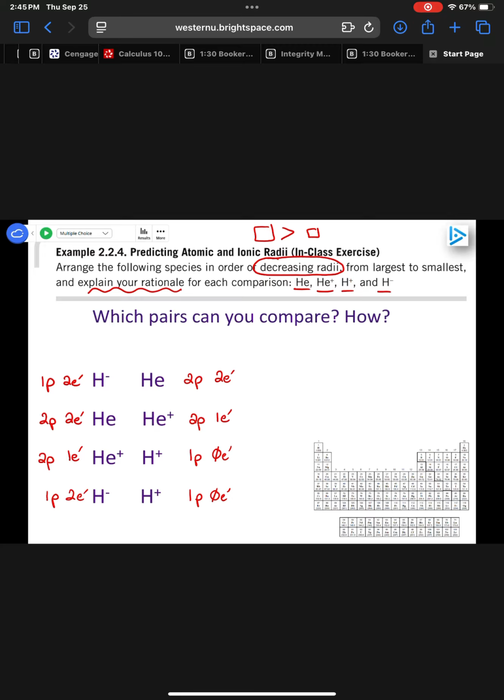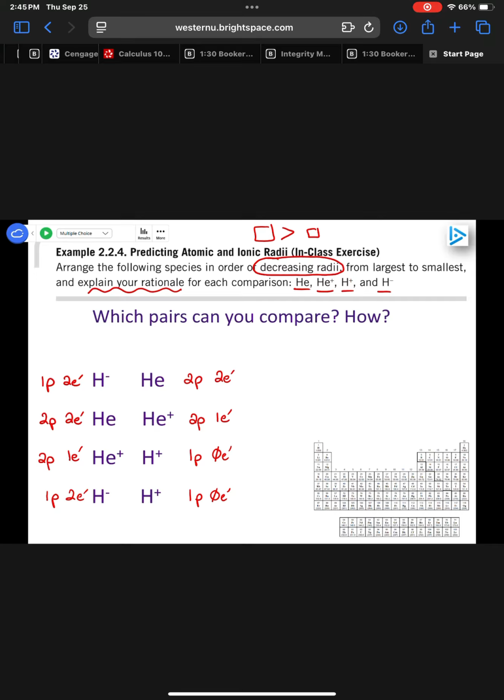So we know anions are larger than the neutral atoms. So because H minus is an anion, we can say that it's bigger than He. Very close, thank you. Anions are bigger than their neutral atom. That is true. But here I have a hydrogen and I have a helium. So that rule doesn't necessarily apply because they're different atoms. But you are correct that anions are bigger than their own neutral atom. That is true. What else can help us figure this out?